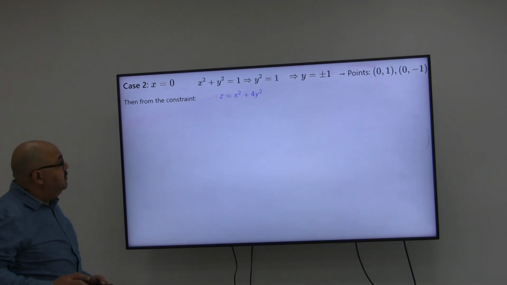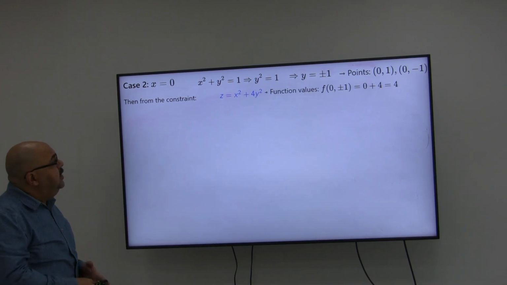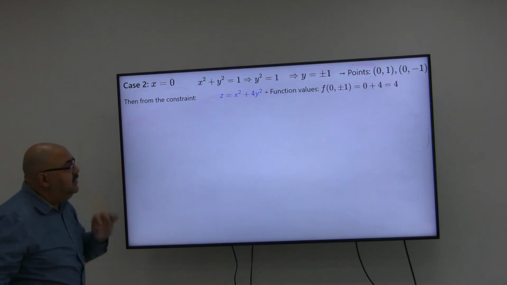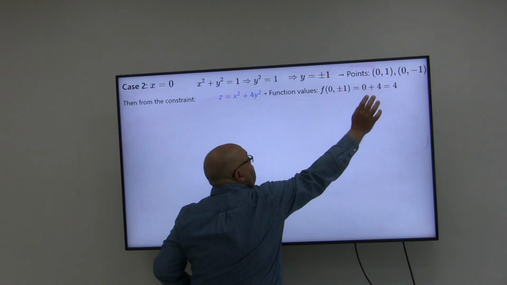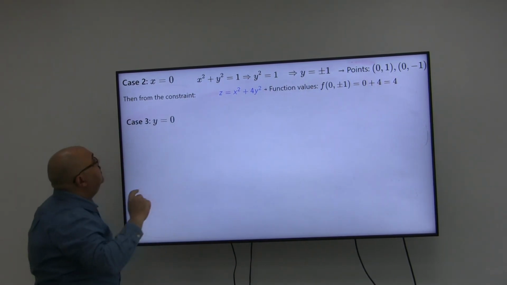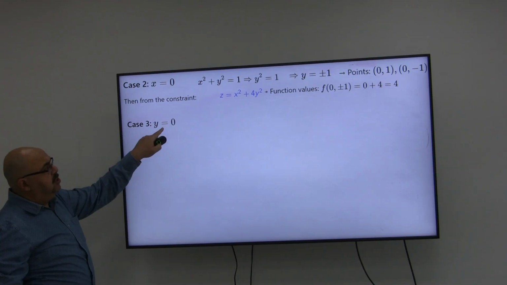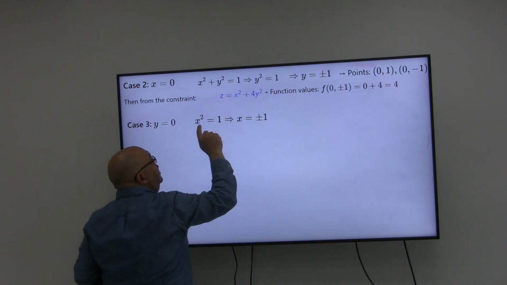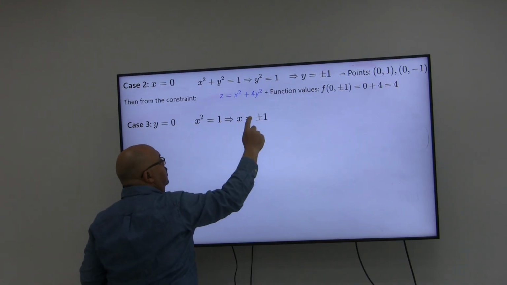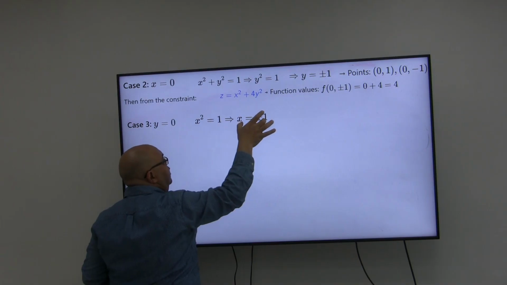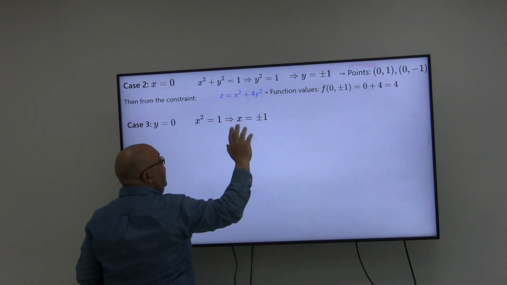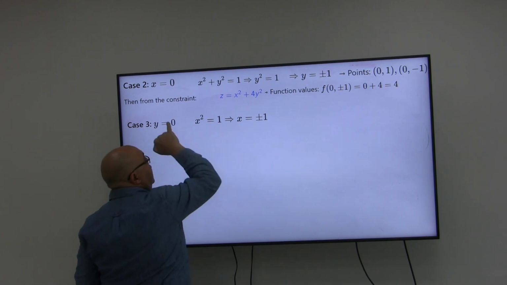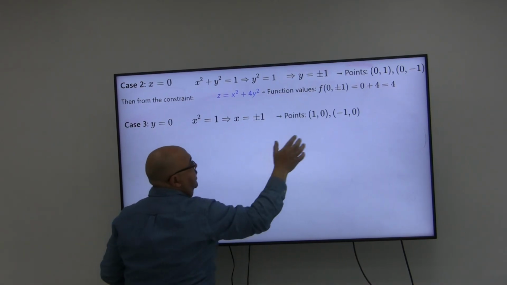In a similar manner, from the constraint that z is equal to x squared plus 4y squared, the function values relative to these two points are equal to 4. I will repeat the same, considering y equal to 0 and substituting in the constraint, and then I will have x squared equal to 1, which means x is equal to positive or negative 1. In this case, you will have 2 points, which are positive 1 and 0, or negative 1 and 0. These are the 2 points.